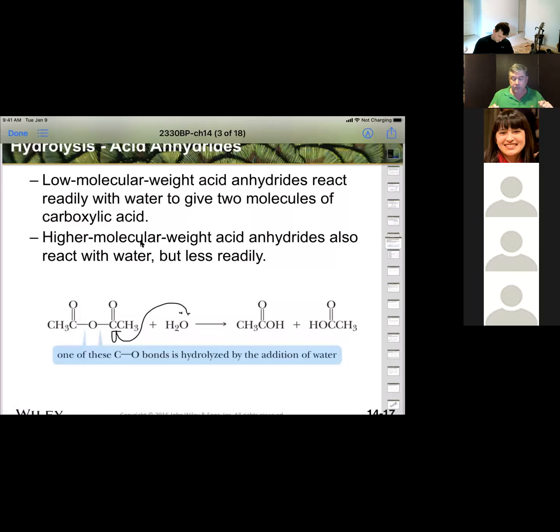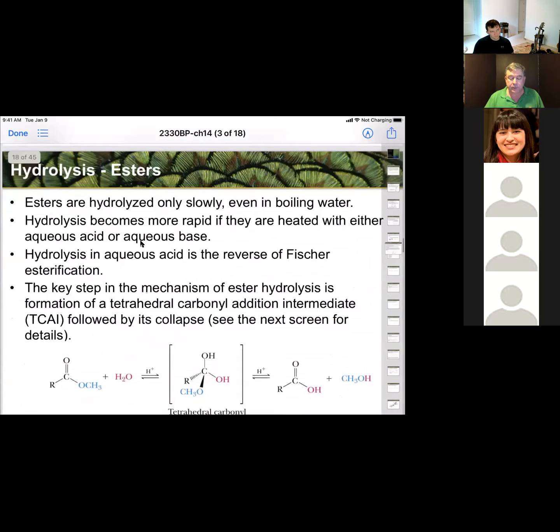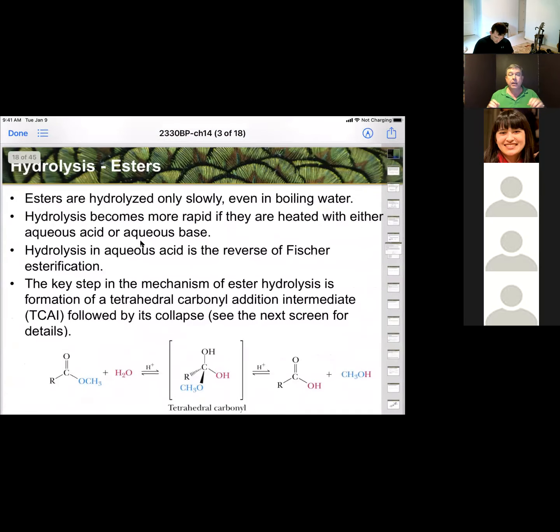Okay, so questions on that? Okay, so if that's what's happening there, let's look at the esters. Okay, esters are a little harder because they hydrolyze slowly without catalysts because the leaving group is about the same nucleophilic strength as the water coming in, okay? The hydrolysis is more rapid when heating with either acid or base. So we can catalyze the reaction with acid or base to make it go faster, okay?